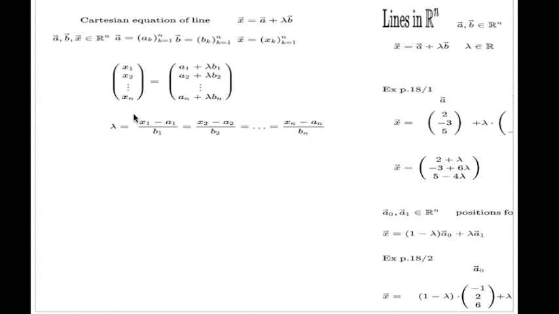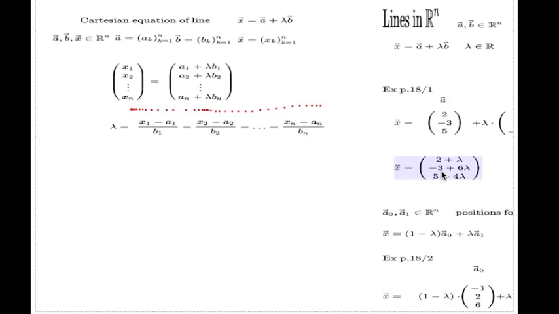Now, this bit is called the Cartesian equation of the line. As simple as this. So, parametric equation is this or this, depending on the setting. Cartesian equation is this. And the connection between the two is clearly in front of you.